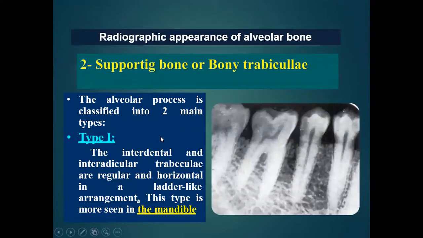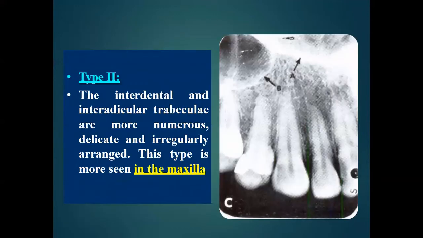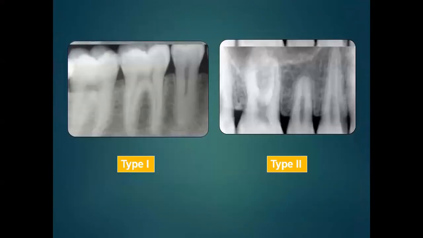And we can see the supporting bone or bony trabeculae, in which we can see two types of bone. We can see a dense bone, and we can see an interdental or interradicular bone, which is delicate and irregularly arranged. This type is more seen in the maxilla. So we can see the dense bone, and we can see a type 2 bone which is a little porous.